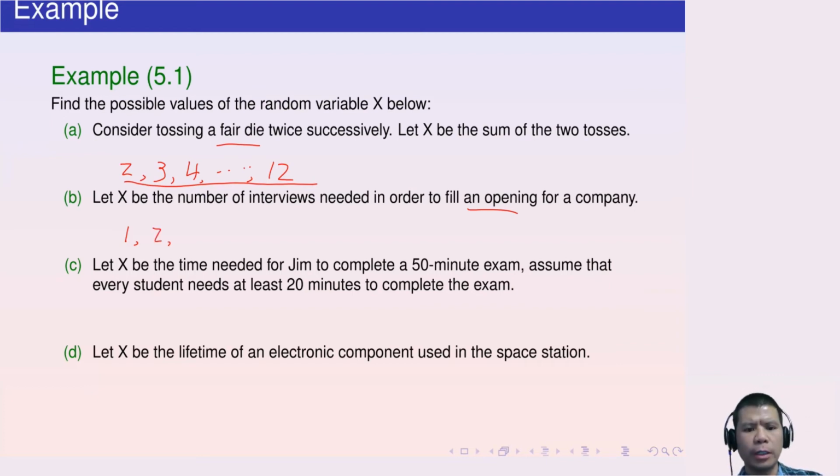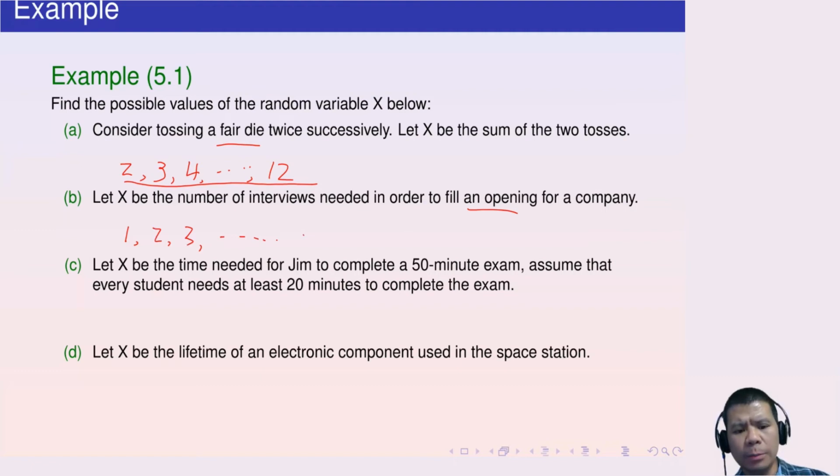So how about 3? So 3 is also possible, right? So first 2 interviews all failed, but the third one succeeded. So 3 is also possible. And if you repeat this process, then it can be what? Any positive integers, 1, 2, 3, 4, 5, into infinity.